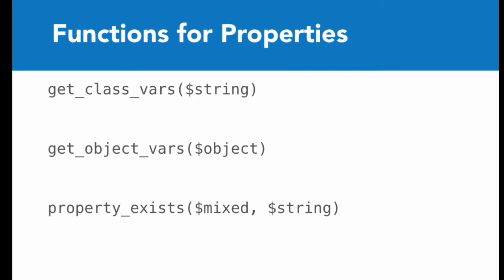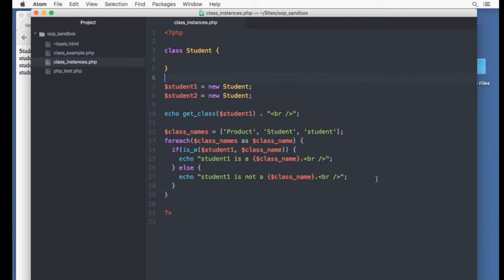And then last, we have property_exists, which returns true or false based on whether a property exists on the class or on the object. You'll notice that the first argument there is called mixed. That's because mixed can either be a class name as a string or an object instance. It'll accept either one. And then the second argument is a string, which is the name of the property we want to check for. Let's try these in our OOP sandbox.